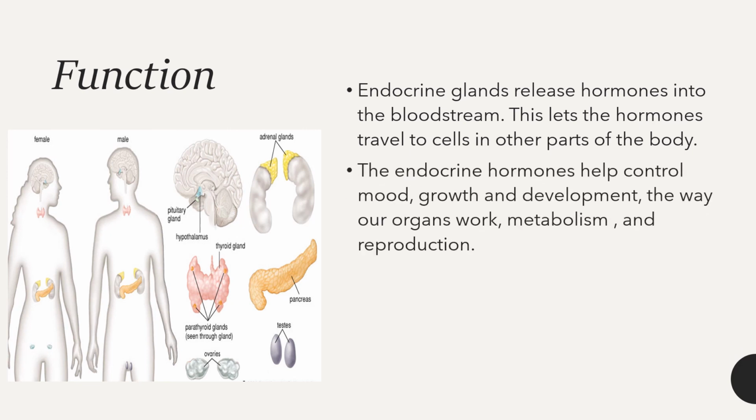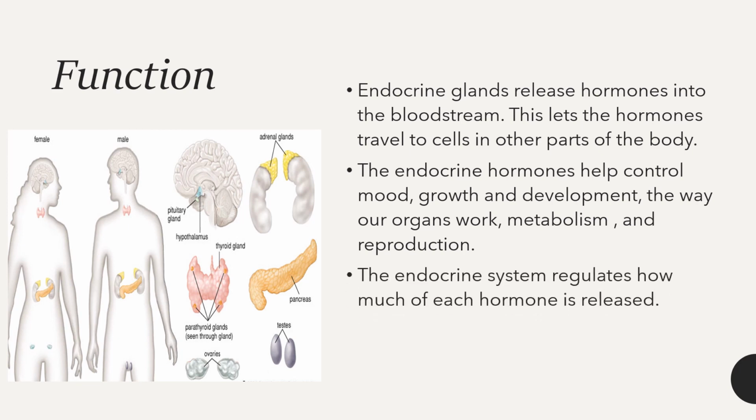The endocrine hormones, the chemicals secreted by our endocrine system, are involved in maintaining all the activities of our body like growth, development, mood, and metabolism, and mainly reproduction. These are the things controlled by the endocrine system, and the endocrine system regulates the amount of hormones, when that hormone should be released, and what the target organs of that hormone are. These things are regulated by the organs of the endocrine system.